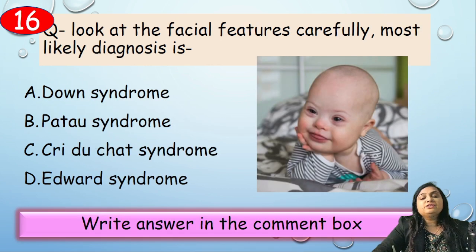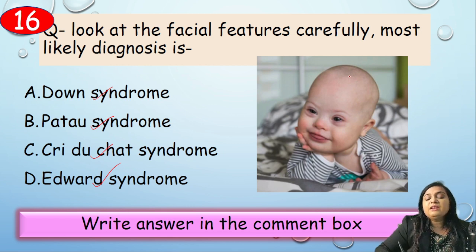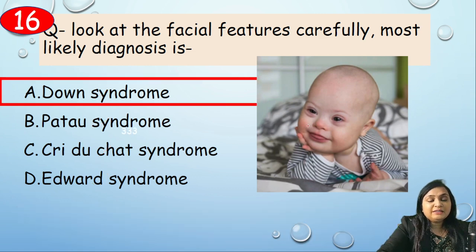Look at the facial features of the child carefully. Most likely diagnosis is Down syndrome, Patau syndrome, Cri-du-Chat syndrome or Edwards syndrome. By looking at the face, we can make out many things: there is a mongoloid slant, there is epicanthal fold, there is macroglossia, and the facial features match Down syndrome. So the correct answer is Down syndrome.